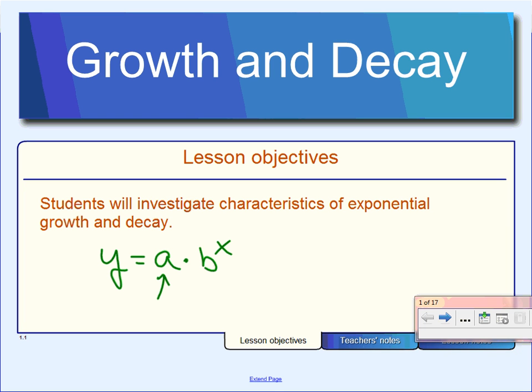As a matter of fact, we call it our starting point or our initial value. That's what a is. It's the initial value. It's what we start with. It's always right next to the 0. We also talked about b. What does the b represent? What did it do? All right, Brett, what did b do?